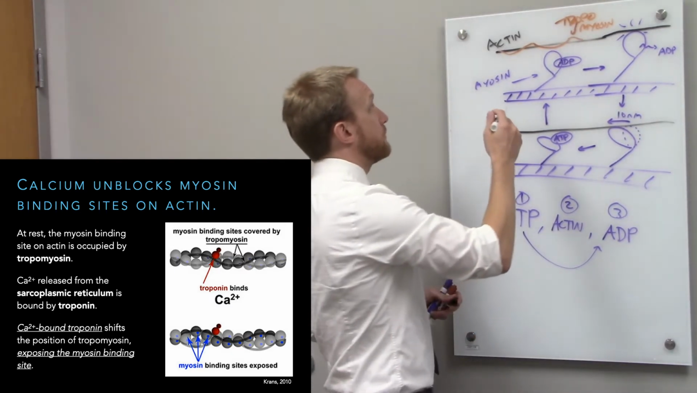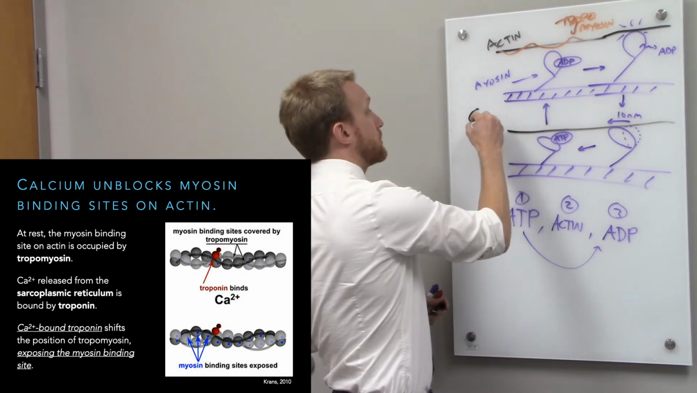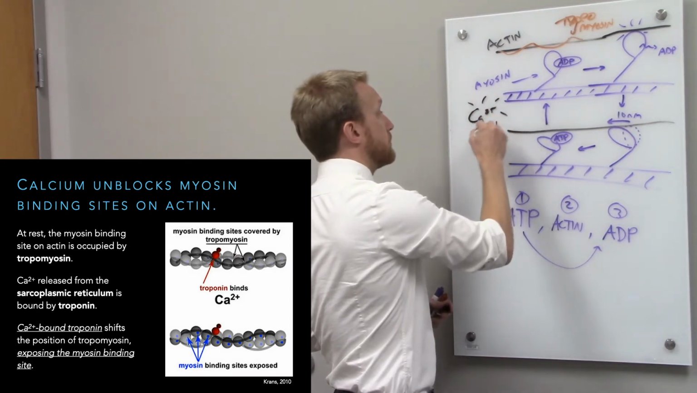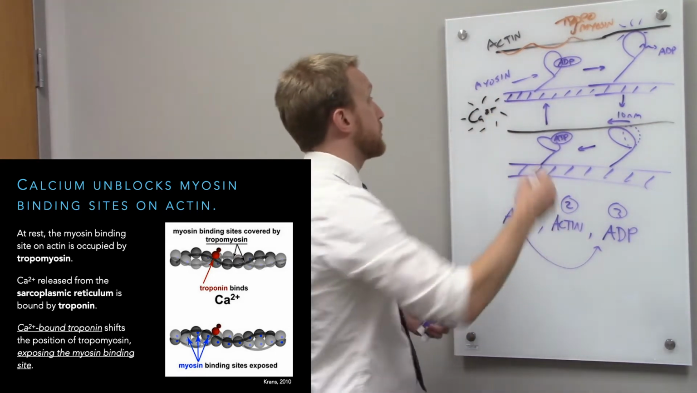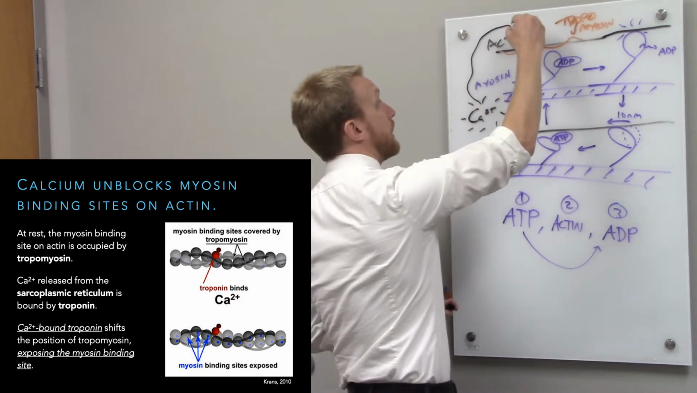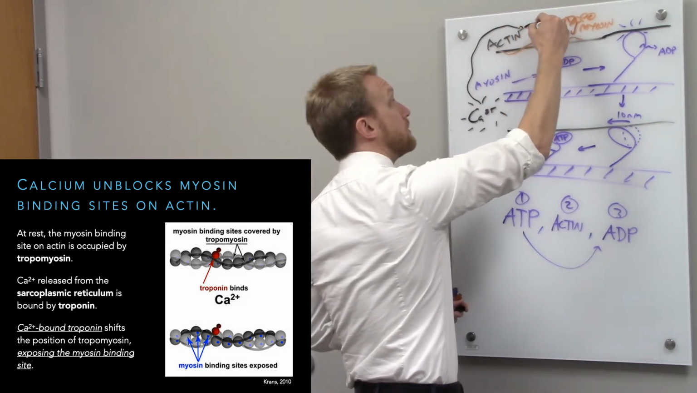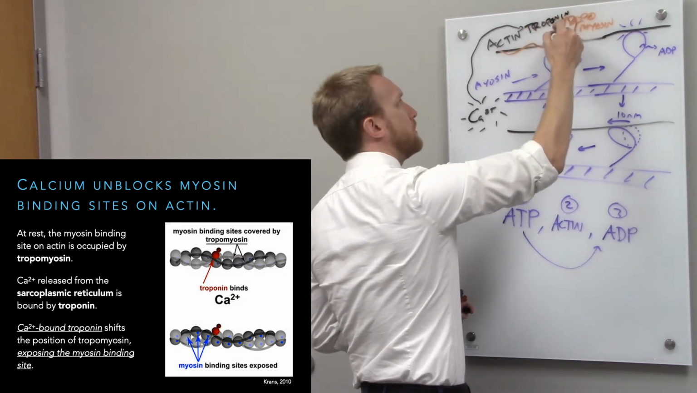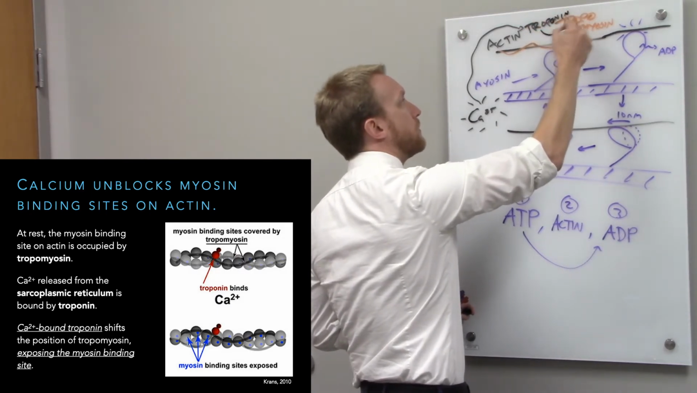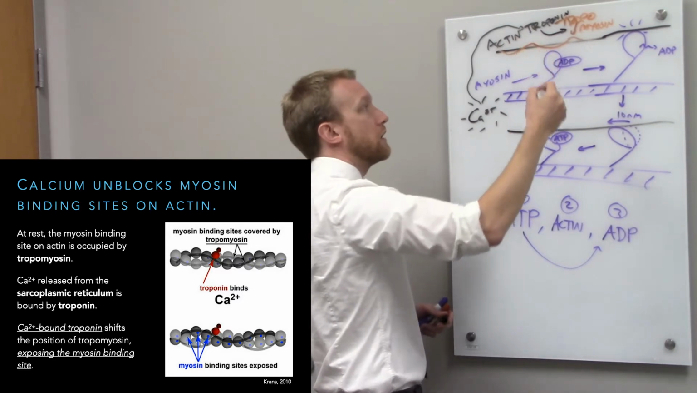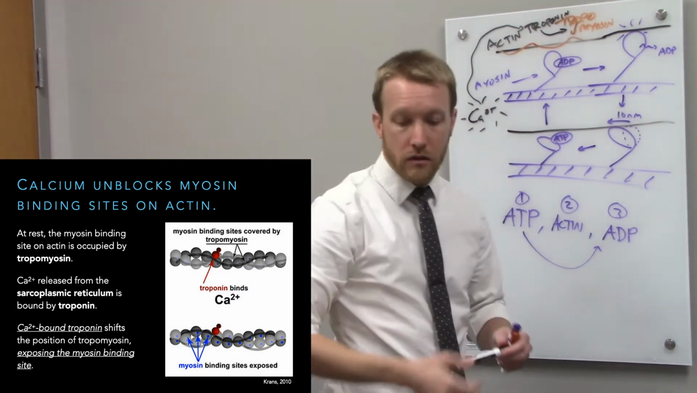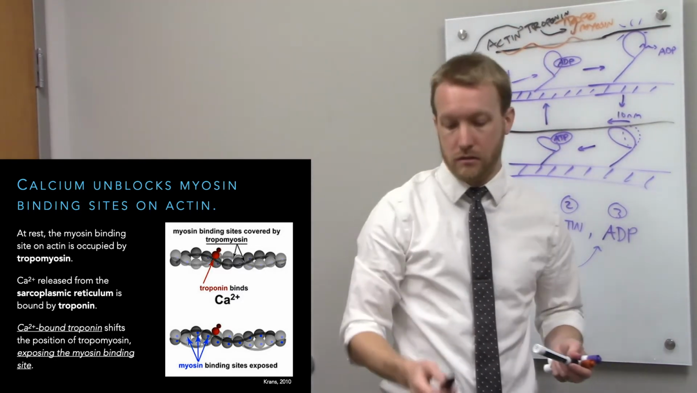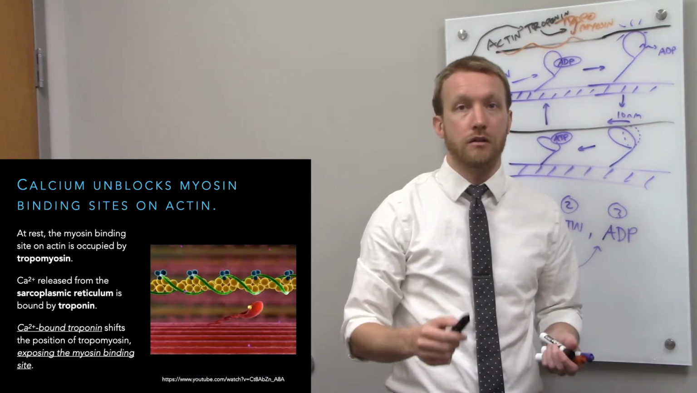So when we have a burst of calcium, because of input from the motor neuron, as we'll find out, that calcium binds to troponin, and troponin then pulls tropomyosin out of the way. That might be a little easier to see in cartoon format.